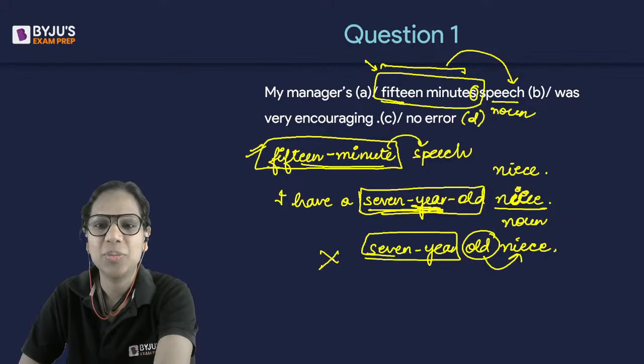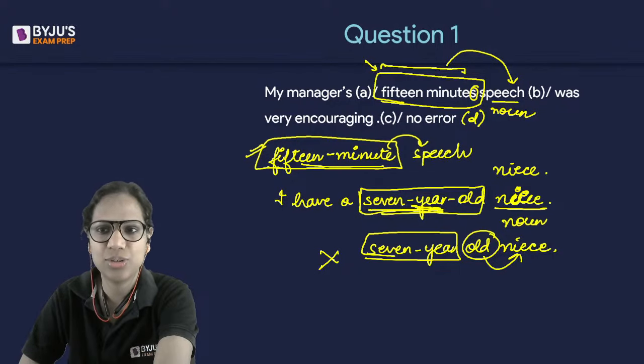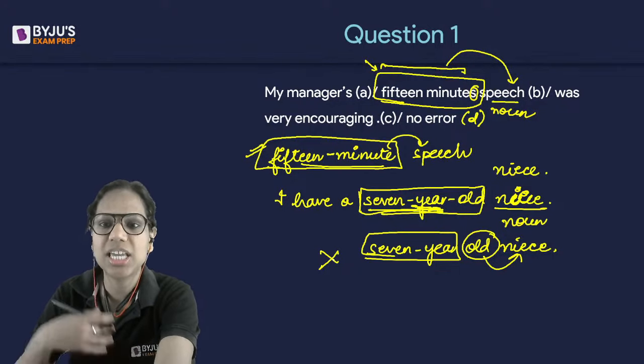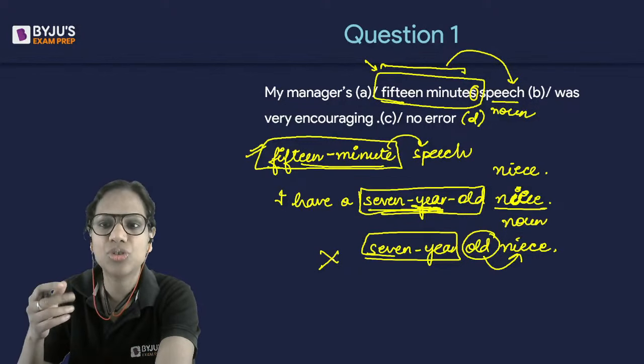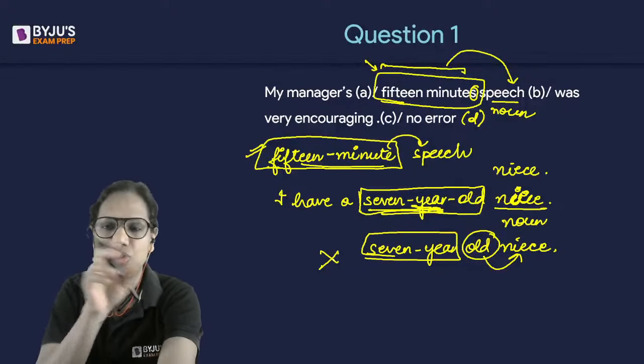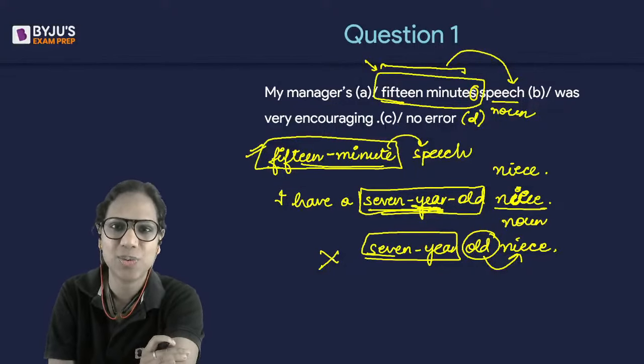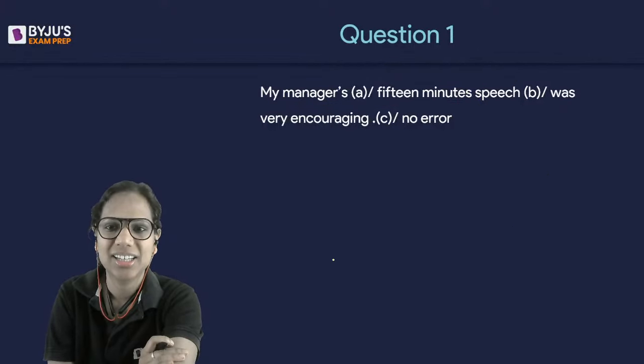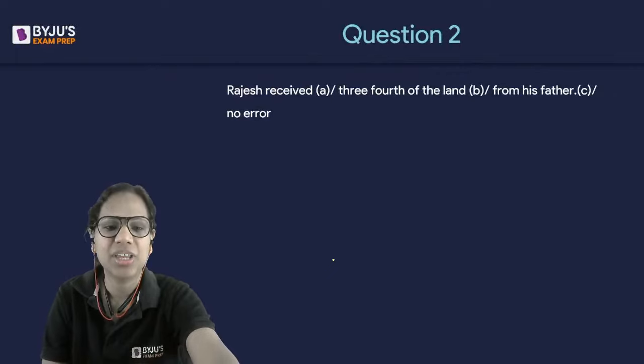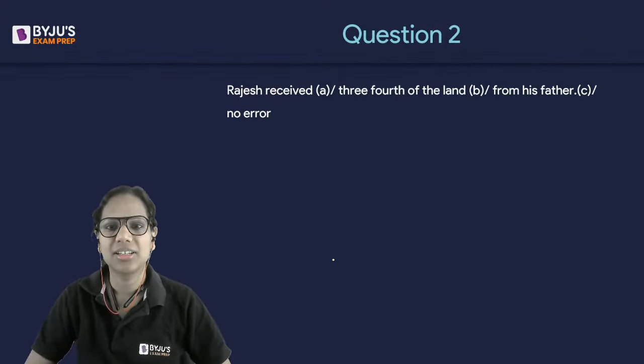Perfect. So let's go to the second question. Now that this is clear to you, if there's any query, please ask. If there's any other usage that comes to your mind, how do I use this duration before a noun, you can ask me that as well. All right. How about this? Question 2. Any error here?